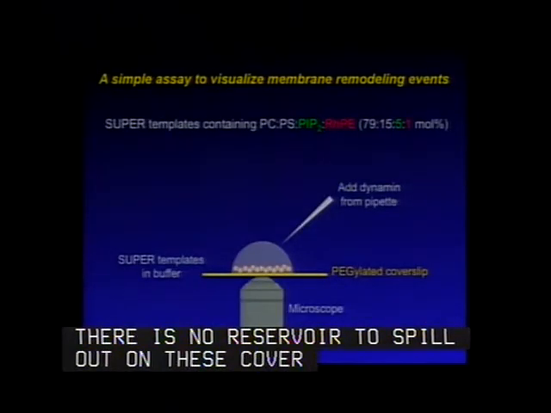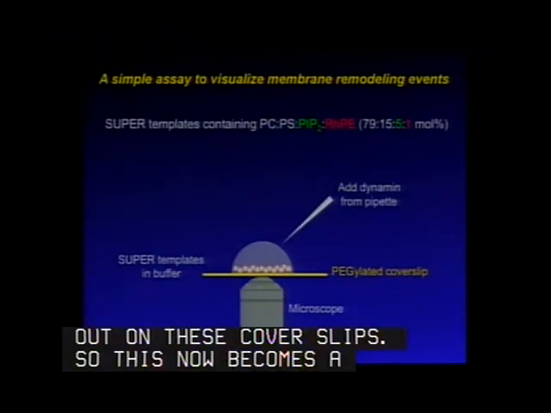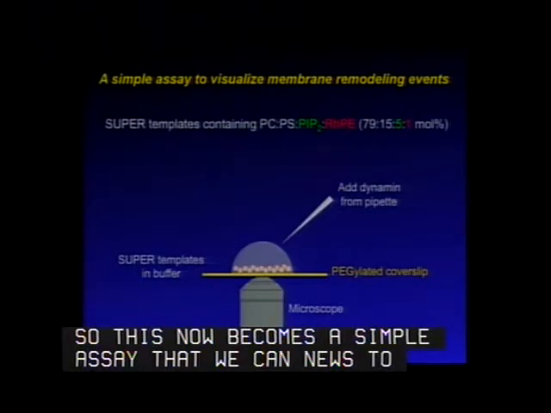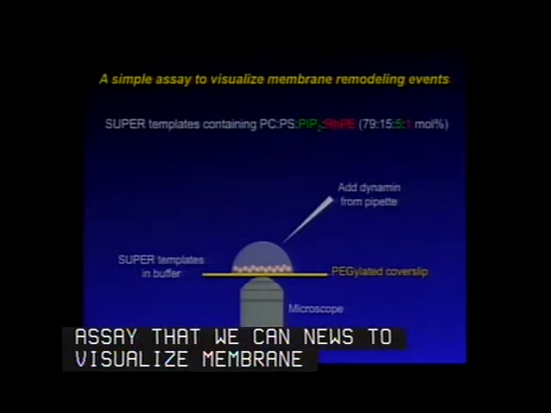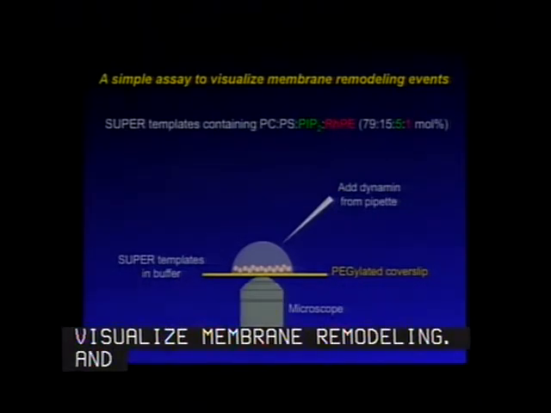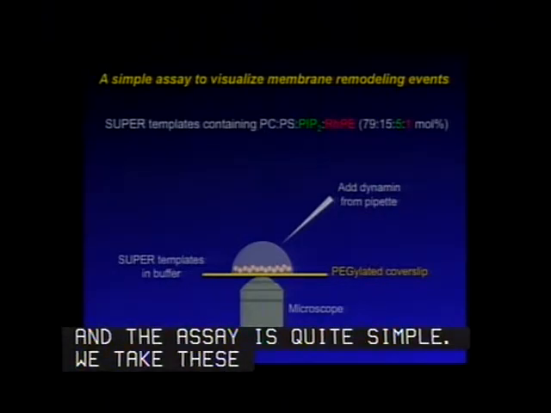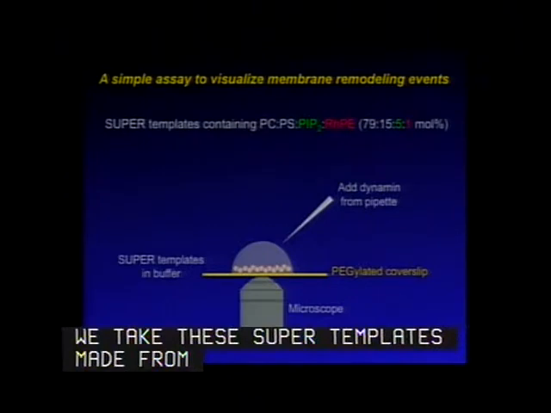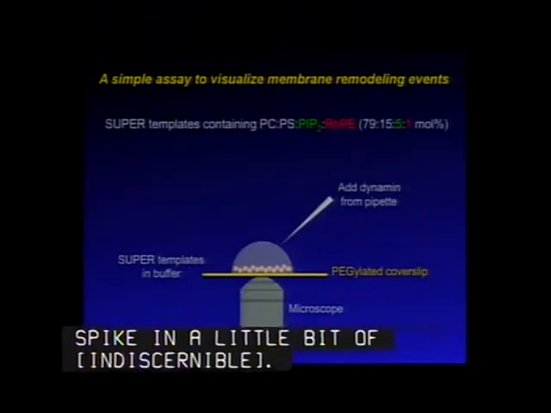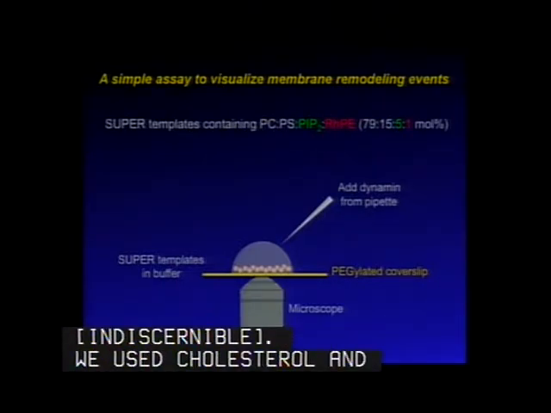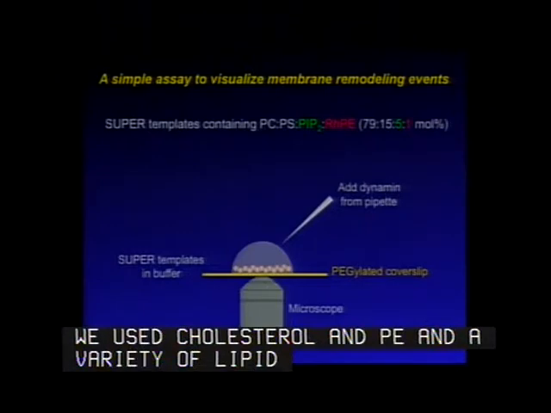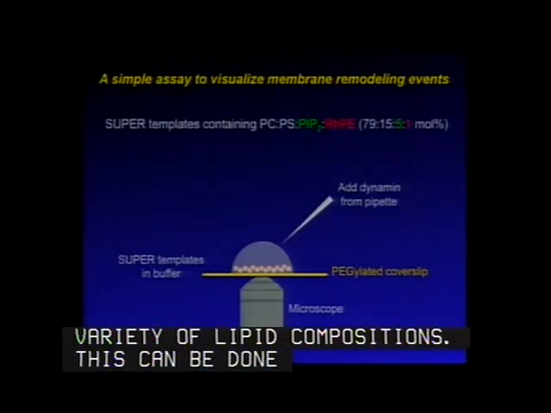So this now becomes a simple assay that we can use to visualize membrane remodeling. We take these supported bilayer templates made from PCPS, PIP2, and spike in a little bit of rhodamine fluorescence. In the biophysics paper, we've used cholesterol and PE and a variety of lipid compositions. So this can be done with virtually any lipid composition.